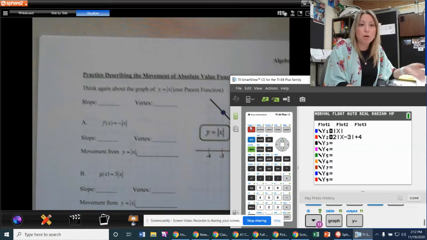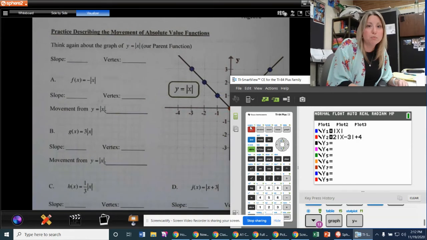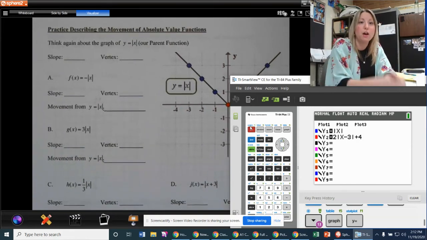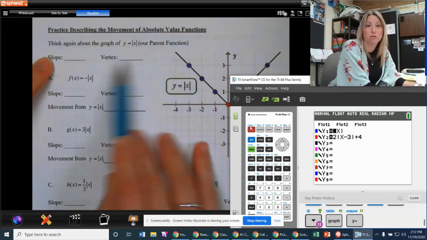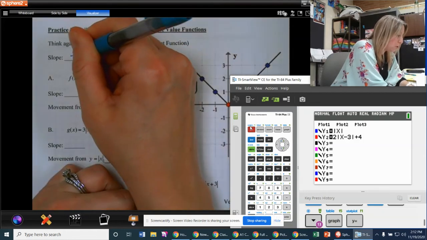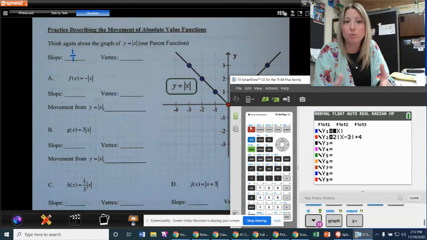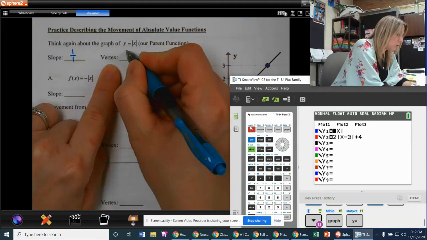And so that's what I'm going to show you here: we're going to practice describing the movement of each of the absolute value functions. On the page pictured right here is the parent function, where we know the slope is 1, and I'm just going to put 1 over 1 because we might encounter fractional slopes, since slope is always a fraction. So 1 over 1, and my vertex is 0, 0.